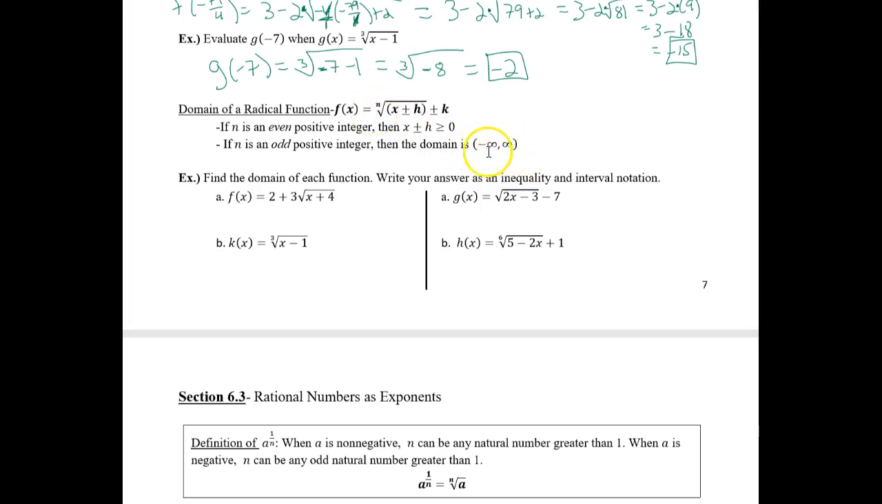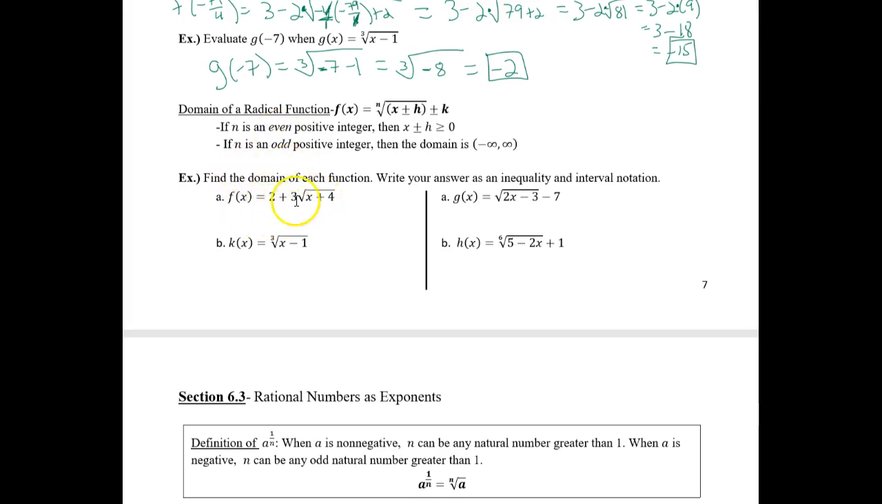There's no restrictions. I can put any values I want in for x and it's okay, because with odd roots, when I have an odd number of negatives, I can get a negative value underneath. I can't get a negative value underneath with even roots. Alright, let's look at some examples.